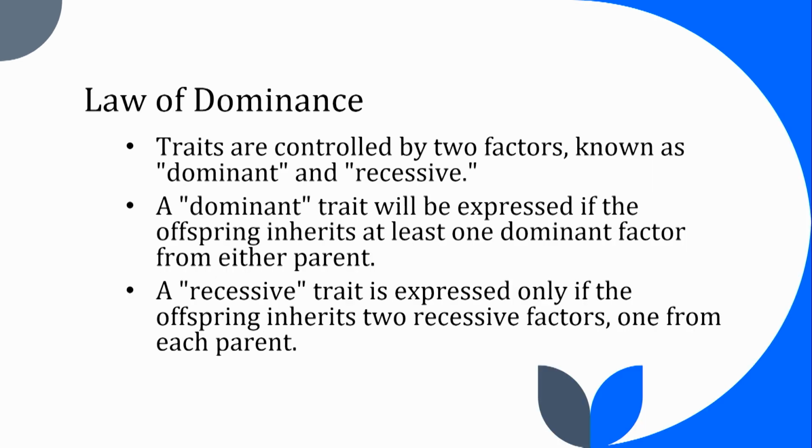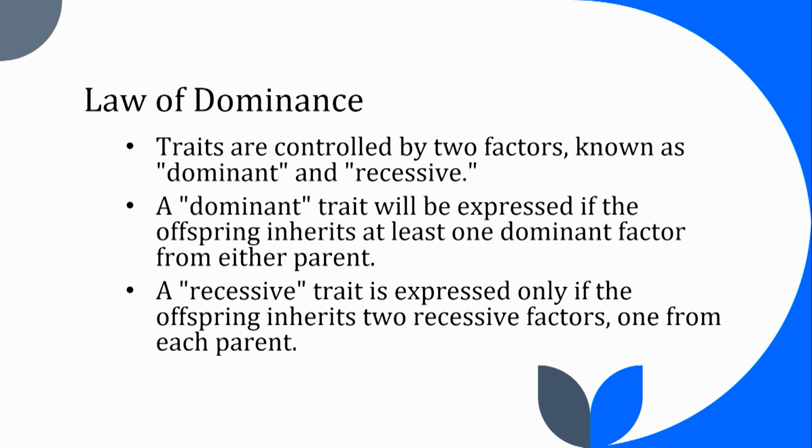Okay, so let's talk about the law of dominance first. Traits are controlled by 2 factors known as dominant and recessive. A dominant trait is one that will be expressed if the offspring inherits at least 1 dominant factor from either parent, while a recessive trait is a trait that is only expressed in the offspring if it inherits 2 recessive factors, 1 from each parent.